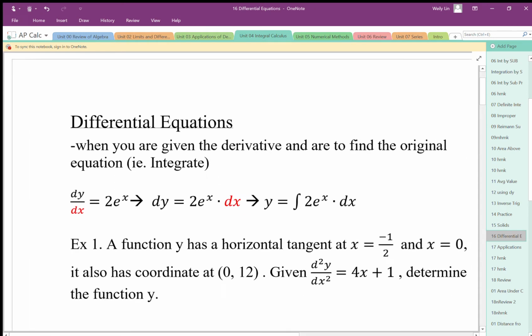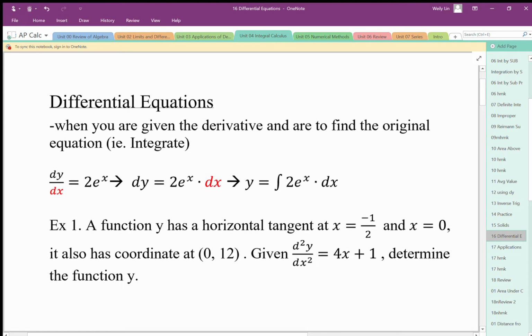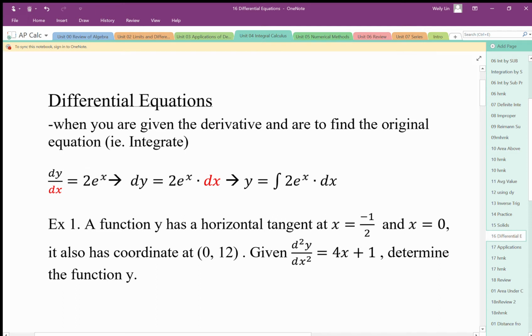So this set of notes is on differential equations. I'm going to show you how it works with just regular derivatives. A differential equation essentially is your derivative is equal to some function, and what's implied is we're going to find the antiderivative function. Essentially a differential equation is integration, but I'll show you how it works. I'm just going to break it down a little bit.